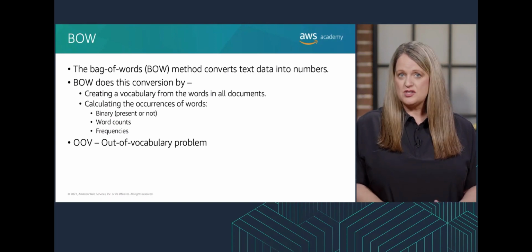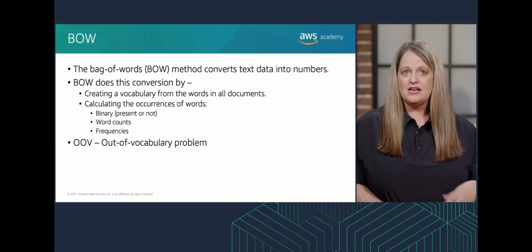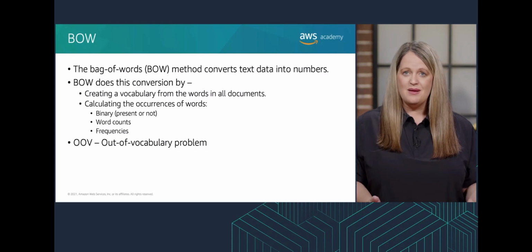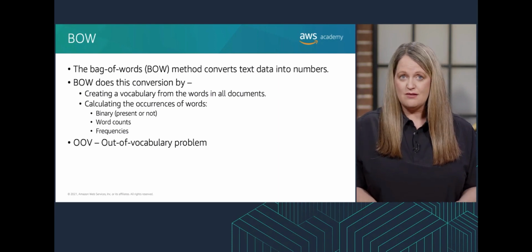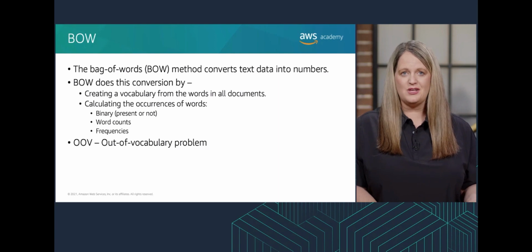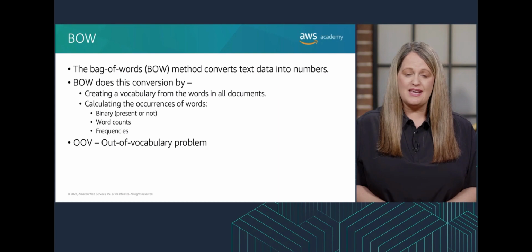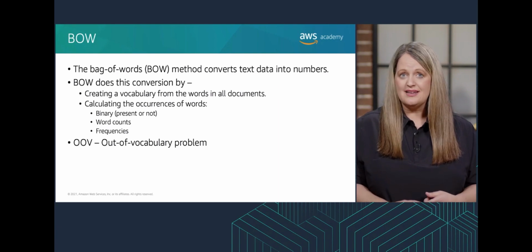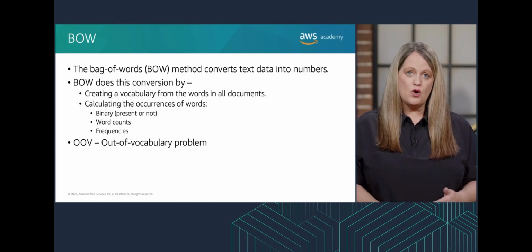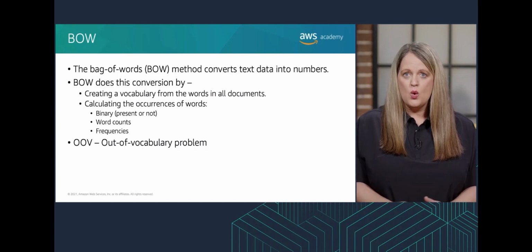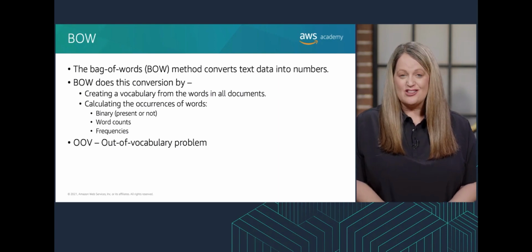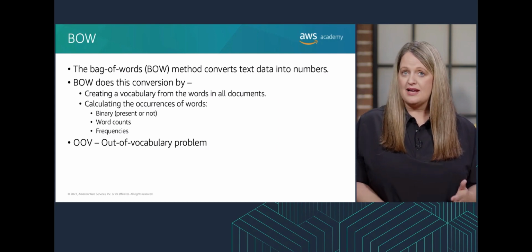Bag of words is also known as BOW, and it converts text data into numbers. BOW does this by first creating a vocabulary from all the words in all the documents. Then it calculates how the word occurs in the text. Occurrences can be counted in 3 ways. The first way is binary, which indicates if the word is present or not present. The second way is through word counts, which count how many times the word appears in the text. And finally, the third way is through frequencies, which is a count of the words that are normalized across the document.